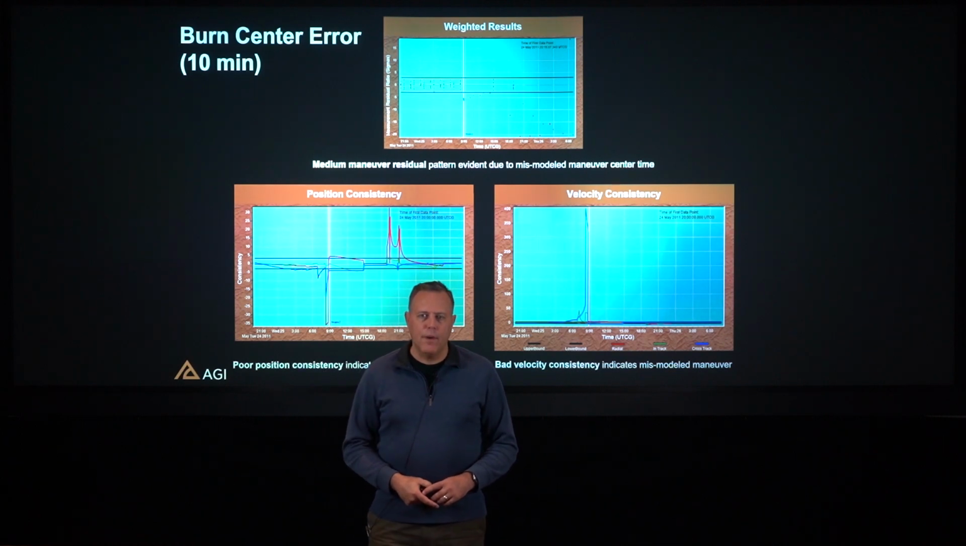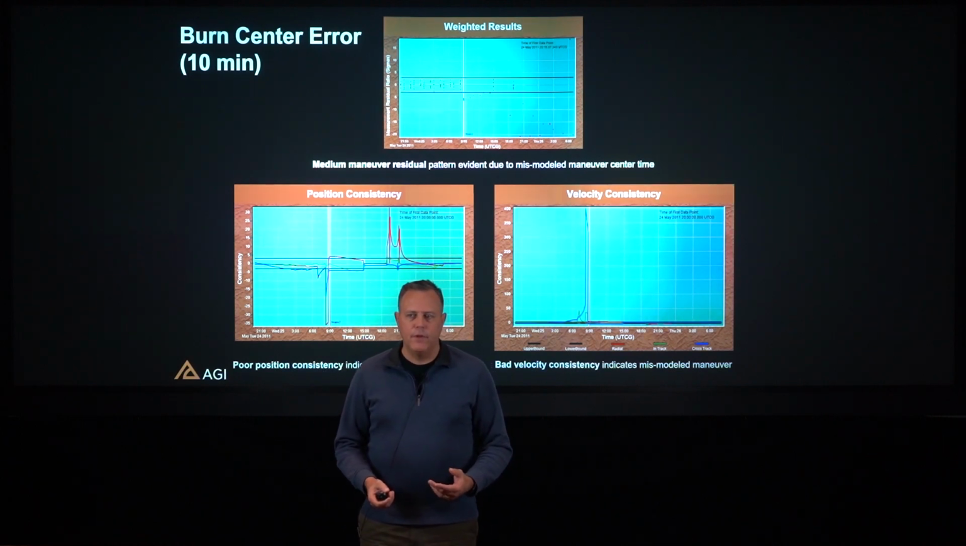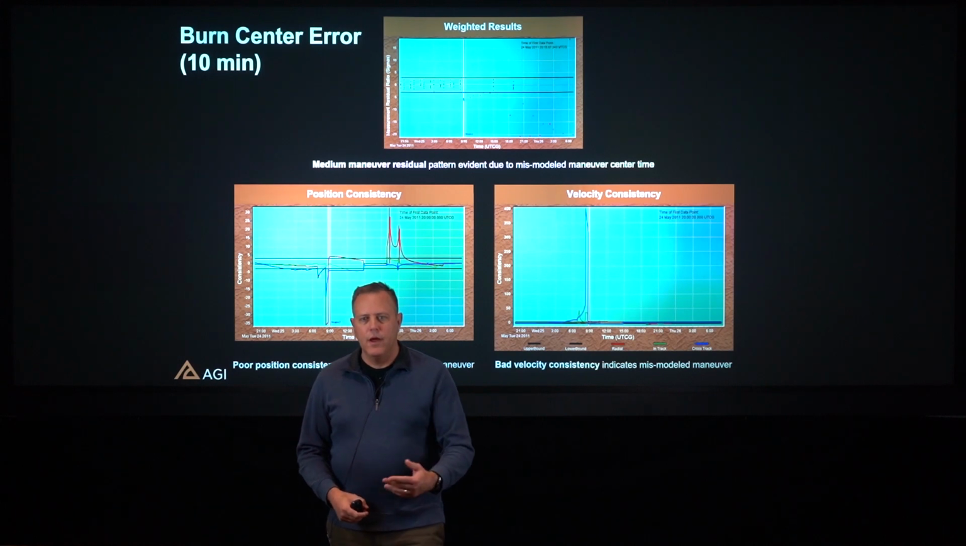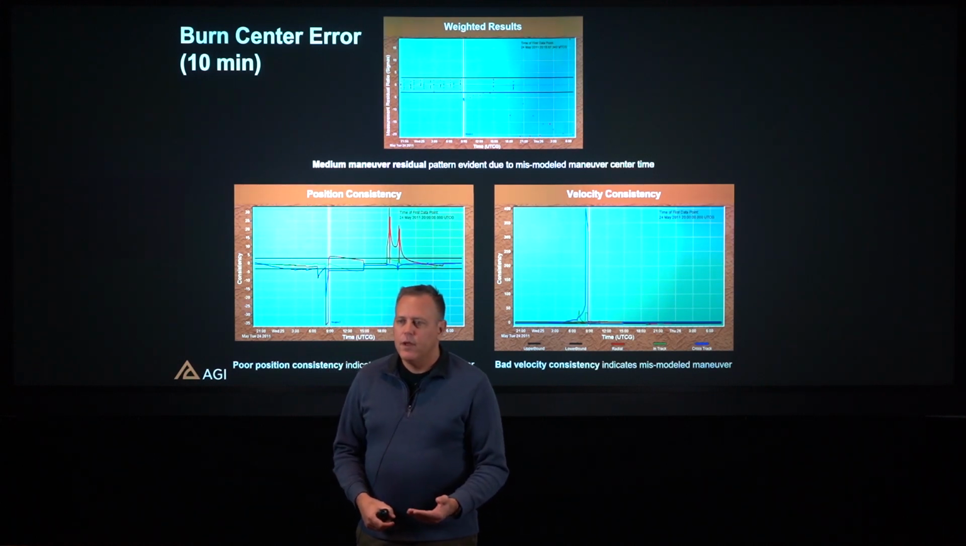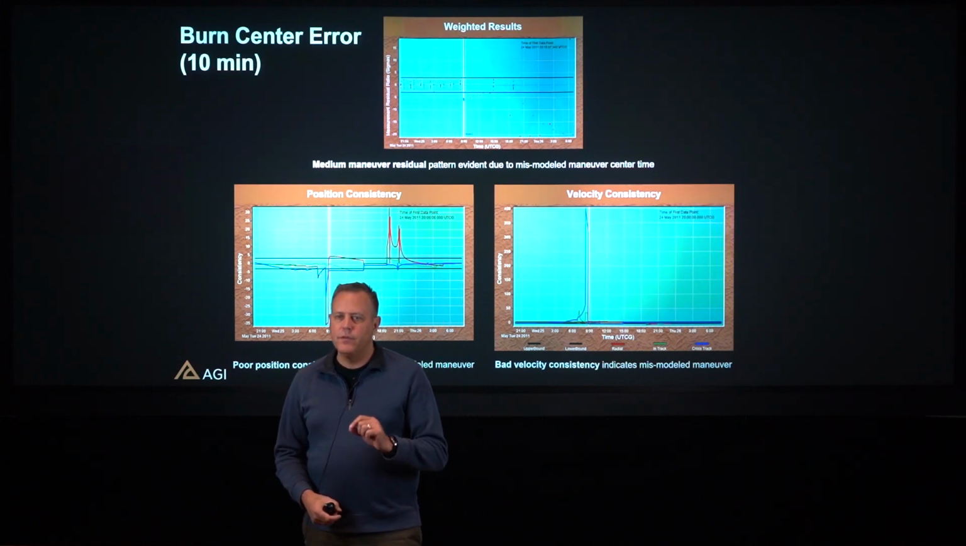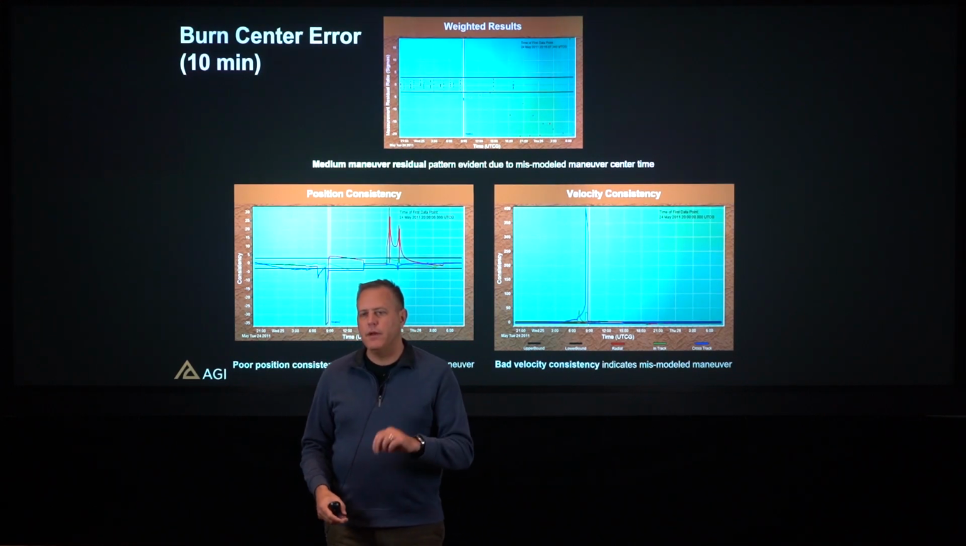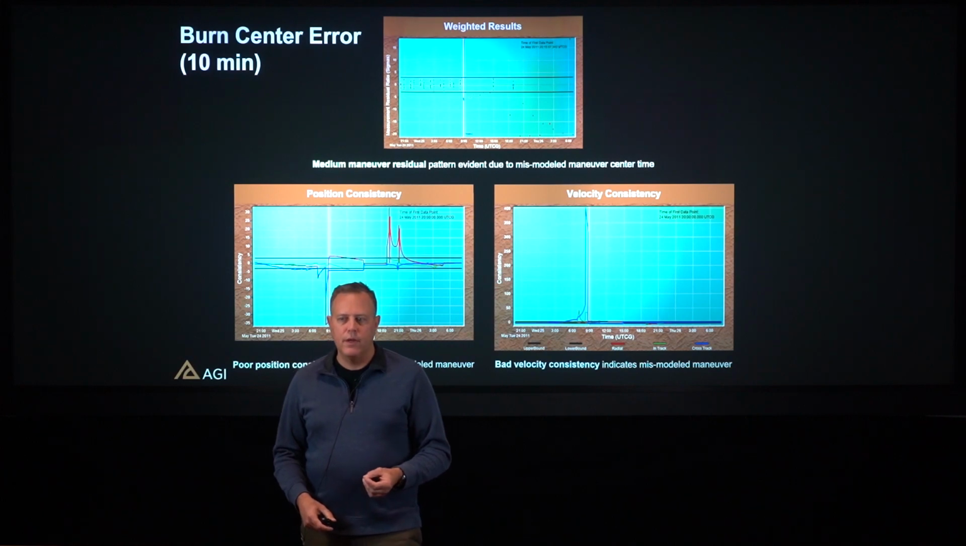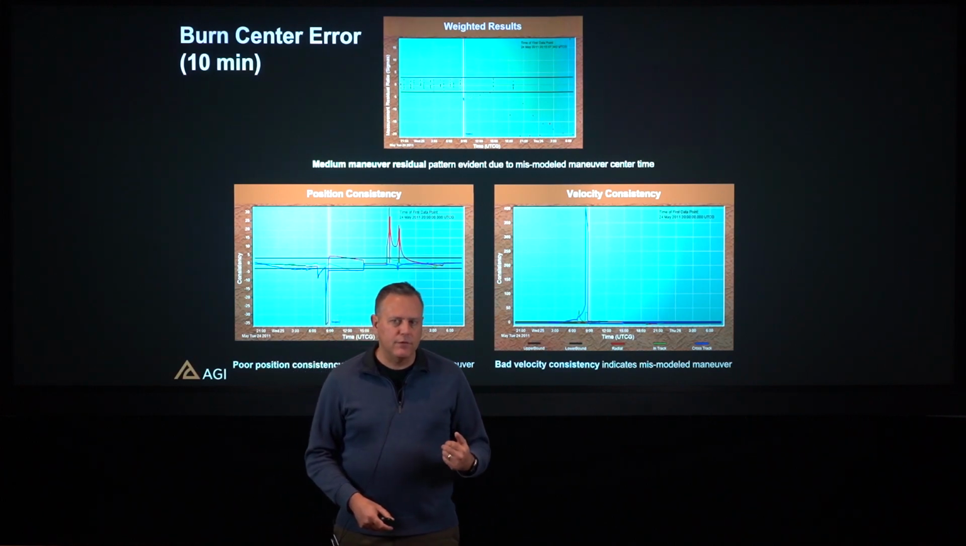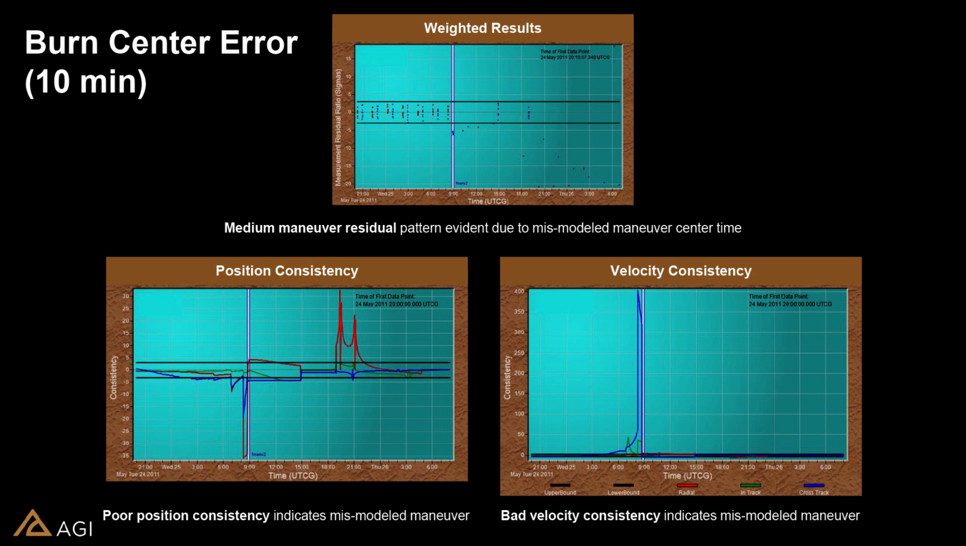Now, let's introduce a modeling problem. Let's say that I think I have a maneuver, I've got my maneuver model in there, but I didn't quite get the time of the maneuver correct. So in this case, we're talking about a GEO, but I've got a 10-minute error on my burn center time. And let's see how that manifests itself now in some of our metrics that we're looking at.